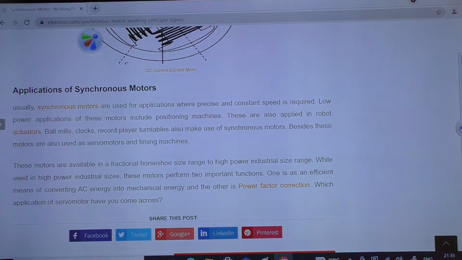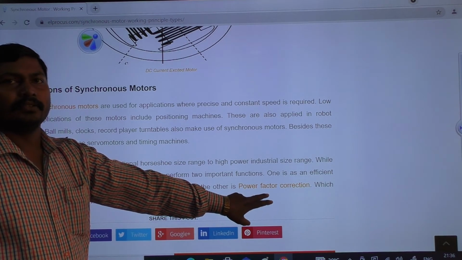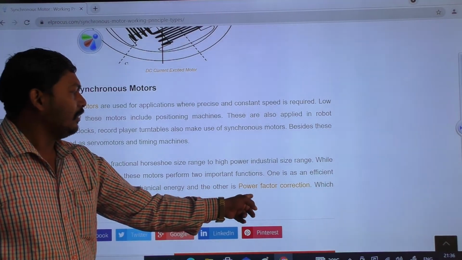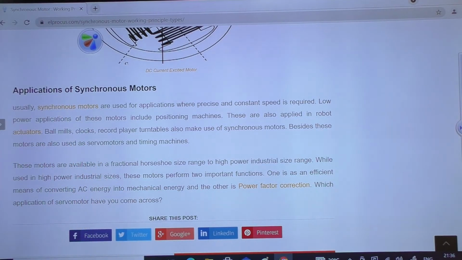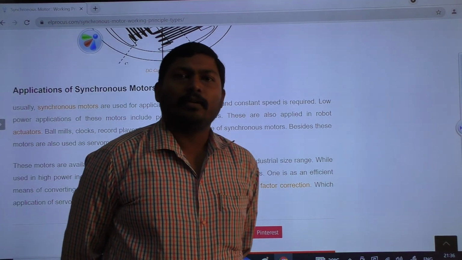These motors are available in the fractional horsepower size range up to high power industrial size. While used in high power industrial size, this motor performs two important functions. One is an efficient means of converting AC energy into mechanical energy, and the other is power factor correction. This part is very important as far as your course is concerned. For the synchronous motor, the main purpose for which we use it is power factor correction, apart from applications like servo motors you have come across. So this was all about the synchronous motor.